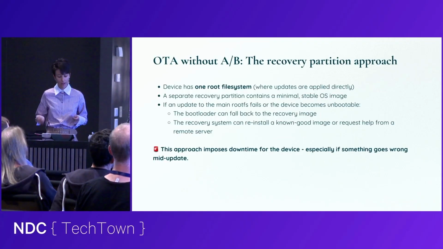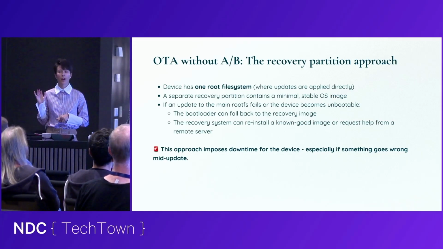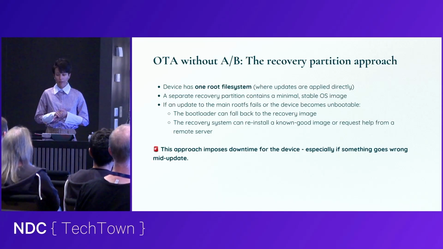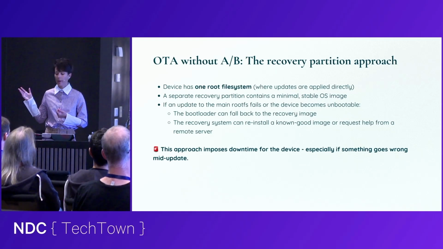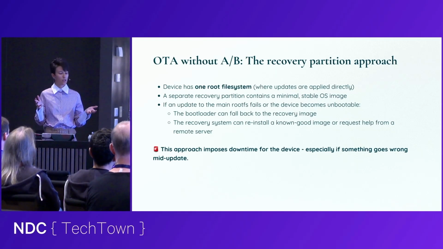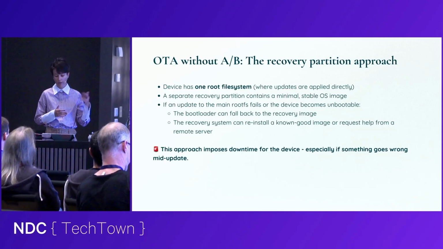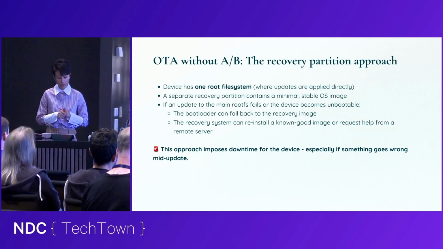The recovery partition. In this case, you have only one root file system, and the updates are applied to this system directly. But you also have a separate small recovery partition, which will contain a minimal operating system image. So if something goes wrong and the device becomes unbootable, the bootloader can always fall back to the recovery image, and it gives the system some time to install the last known good image or request help from a remote server.